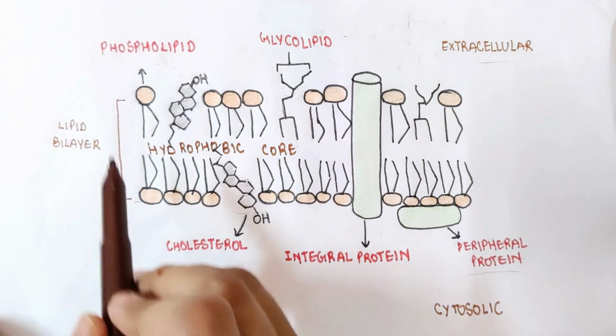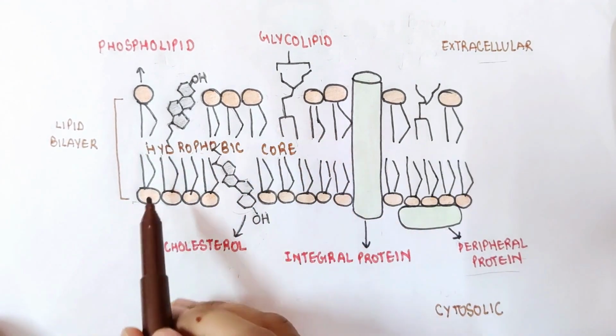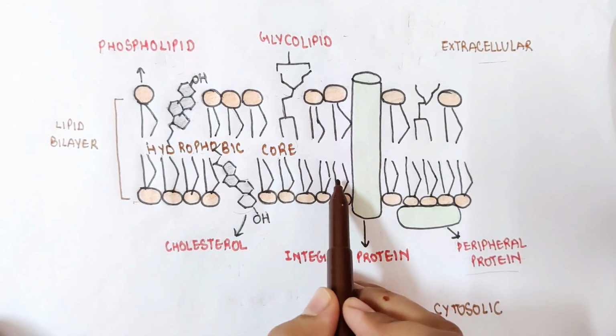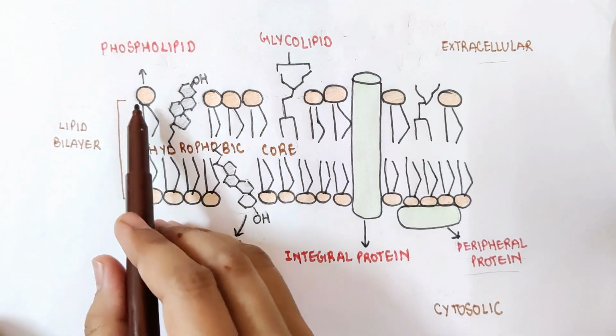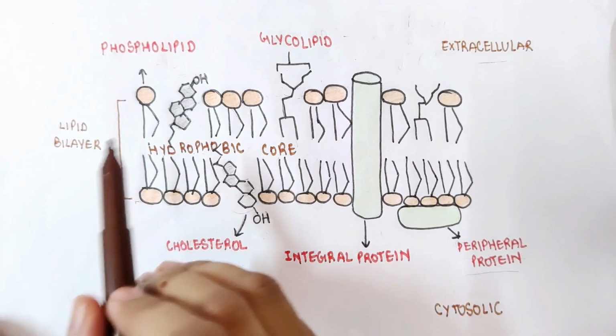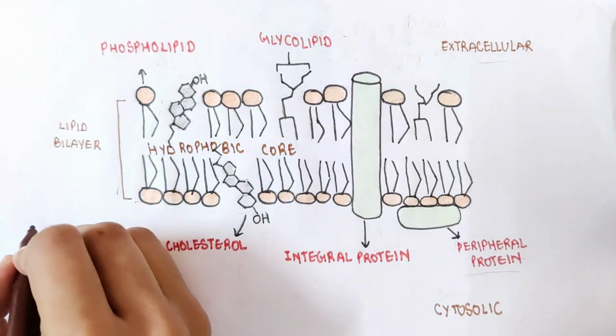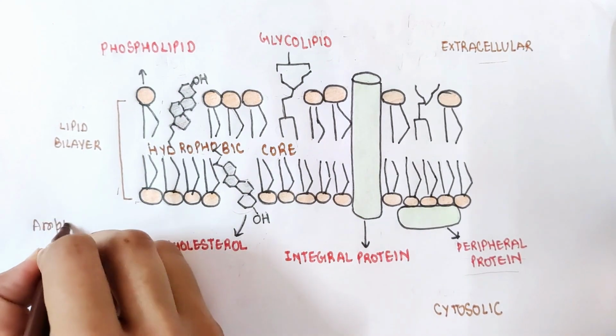Here you can see the complete structure of the cell membrane, where it is made up of a lipid bilayer. Means these lipid molecules are forming one monolayer, and these lipid molecules are forming another monolayer, and together they constitute the lipid bilayer. And if we focus on these lipid molecules, they are generally amphipathic in nature.